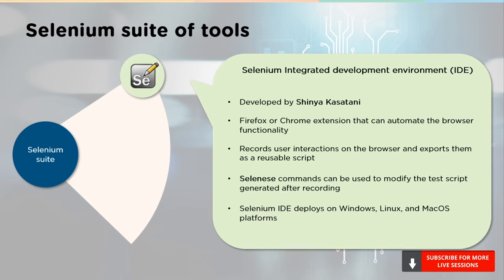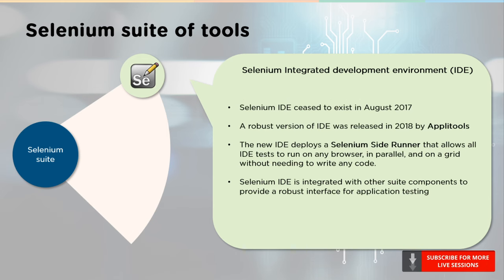Coming to the script generated, it can be modified using Selenium's commands like actions, accessors, and even assertions. You could check out the detailed tutorial for IDE in the description box. The link is mentioned. Now, Selenium IDE can be deployed on different platforms like macOS, Linux, and even Windows. IDE ceased to exist back in 2017 when Firefox released its Firefox 55 version. A robust and revamped version was released by Applitools in 2018. Now, this new interface came with a Selenium side runner that allowed all IDE tests to run parallelly on multiple browsers. Now, let's look at the typical interface and understand its components.